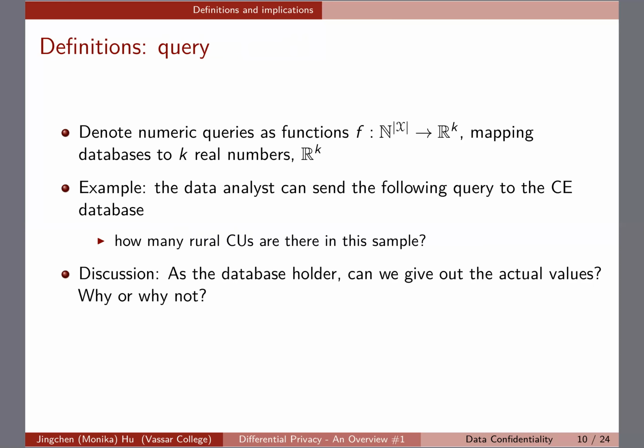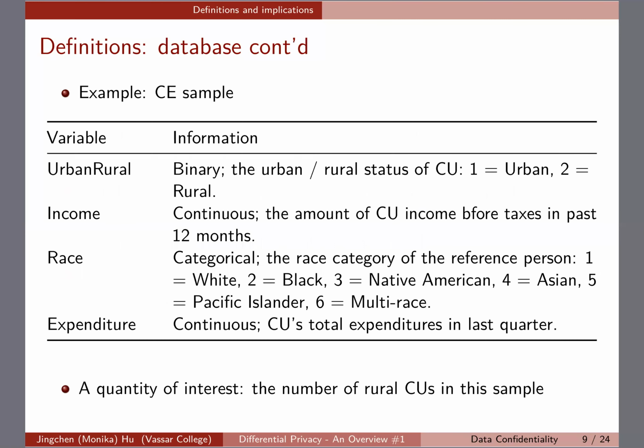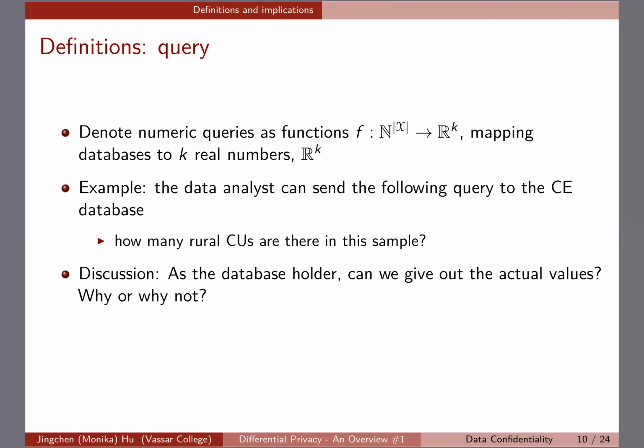In our case, if you remember, the number, what was it? The number of rural CUs, right? So in that case, it's actually a scalar that the query is asking for. So k is 1 in our example. So we send the following query to the CE database: how many rural CUs are there in the sample? So k is 1. But sometimes the query might have multiple dimensions, so the output might be k real numbers. More generically, it's R^k.